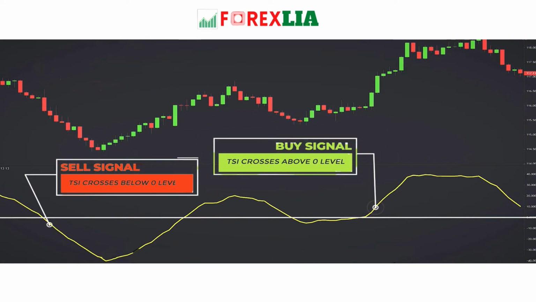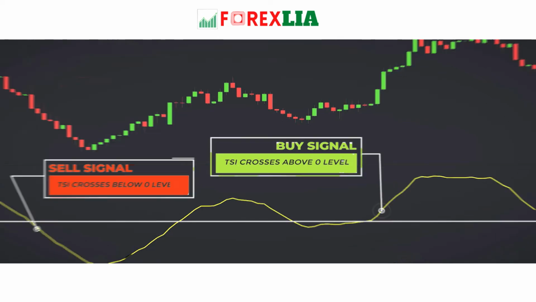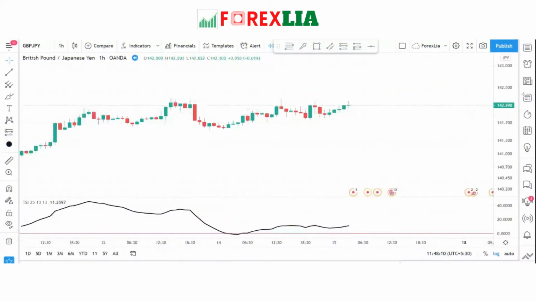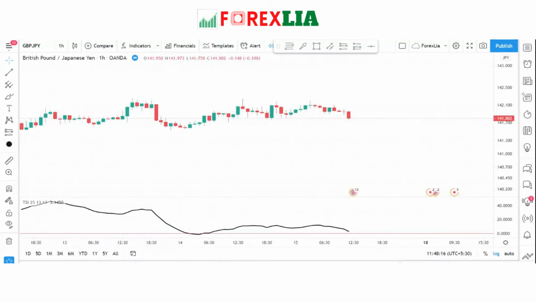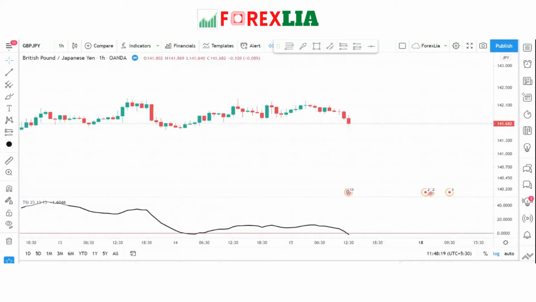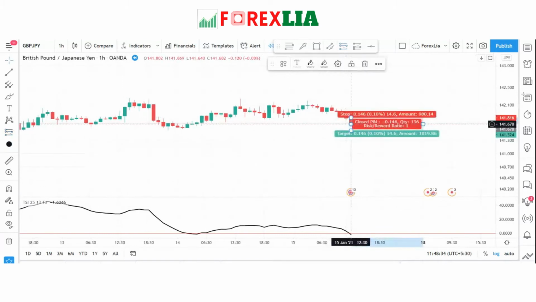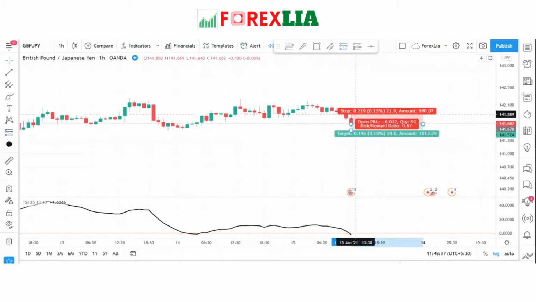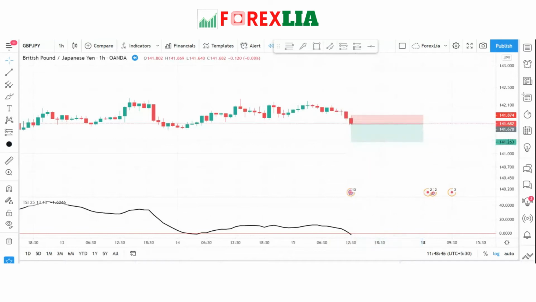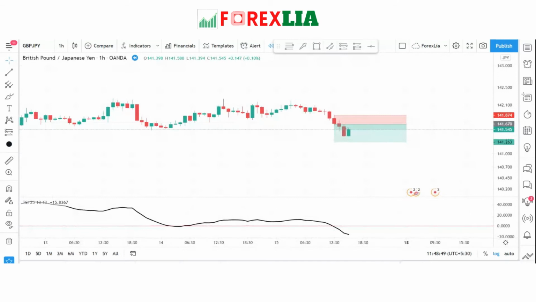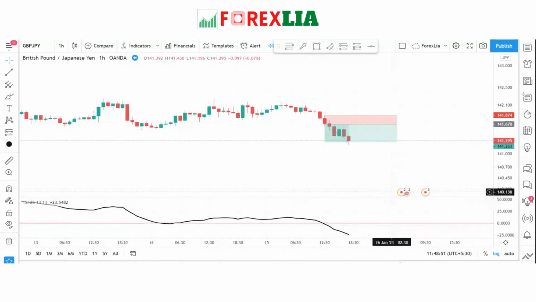A signal to buy is generated when the TSI crosses above the zero line. Now here is the indicator sell signal confirmation. We place a sell trade here. We set the stop loss at the candle high point and set the profit target at 1:2. We won this trade.